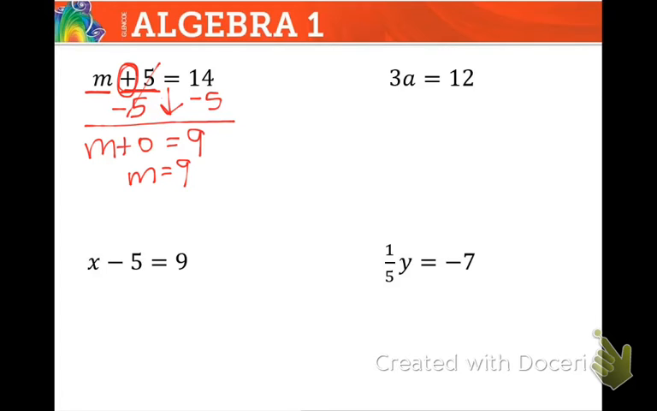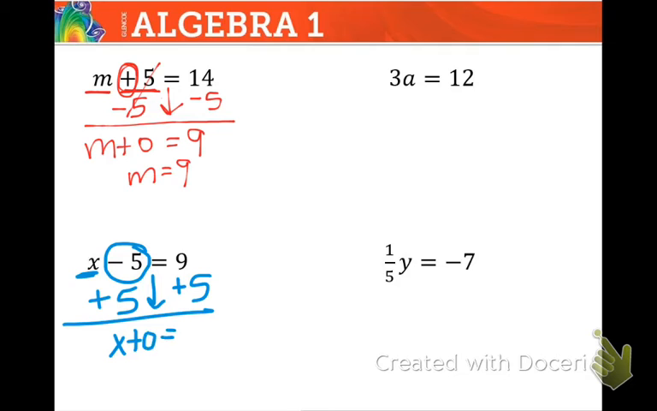If I look at the problem right underneath it, I have x minus 5 equals 9. So I want x to be by itself, so I have this minus 5. To get rid of minus 5, I need to add the 5. So I'll use the opposite sign, since they're opposites. Now we'll do the same thing on both sides. This gives me x plus 0 equals 9 plus 5 is 14. So x plus 0 is x, which equals 14.